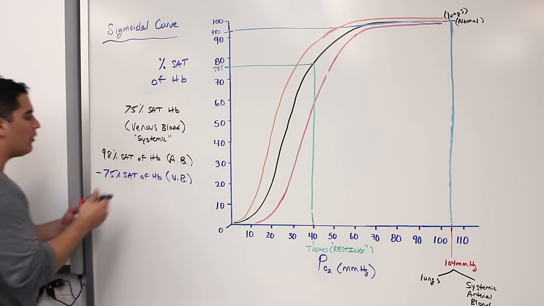So let's say we take the situation here. Now, don't worry about this one anymore. We're not going to compare this one for right now. We're still going to look at the systemic arterial blood, and we're going to look at the actual changes when it's at 20 millimeters of mercury, and we'll compare it to the resting tissue. Okay, so don't worry about this for right now. Let's only focus on this one. So let's come over here and do that.